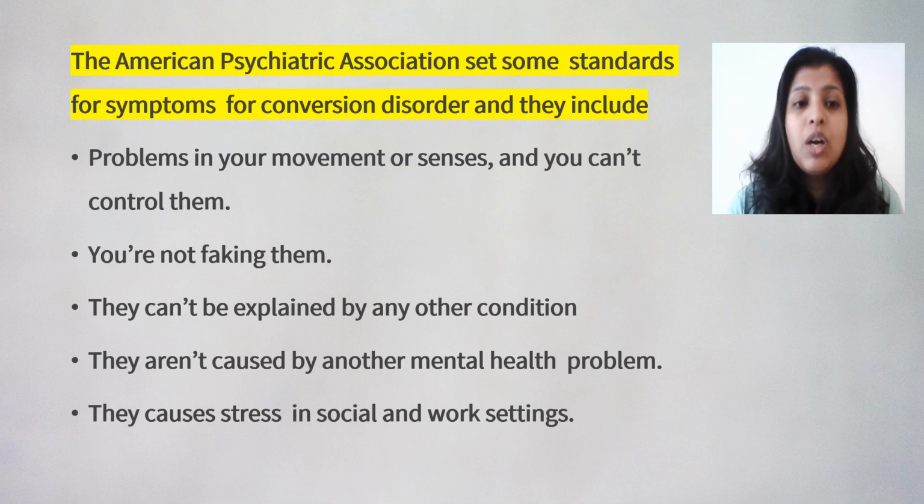It includes problems in movement or senses, and you can't control these. That is the first thing. Next, they can't be explained by any other medical condition, and there won't be any medical or mental health reason behind this. And they cause stress in social and work settings. They can't be explained by any other medical condition, and the problems you see in your movement and senses, you can't control. These are the set of standards by the American Psychiatric Association.